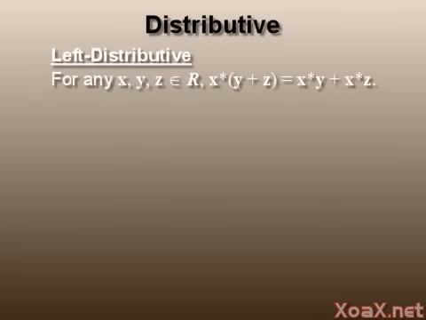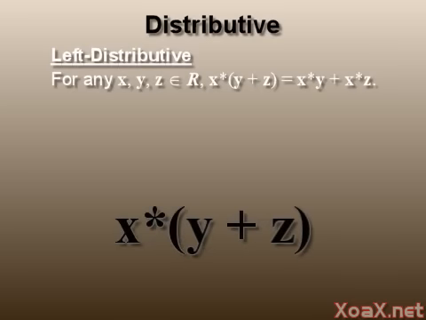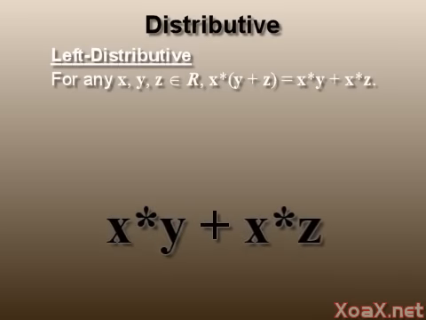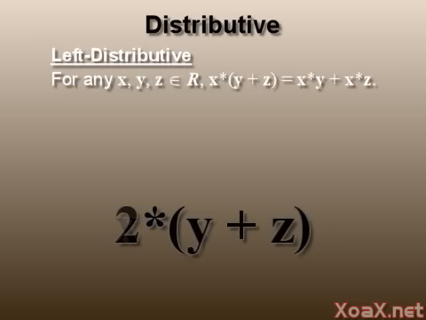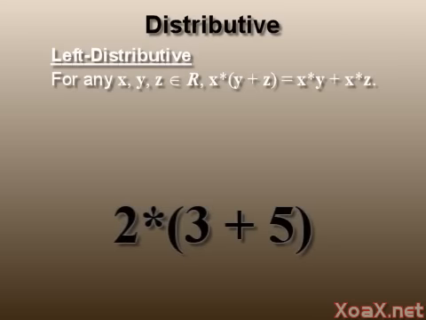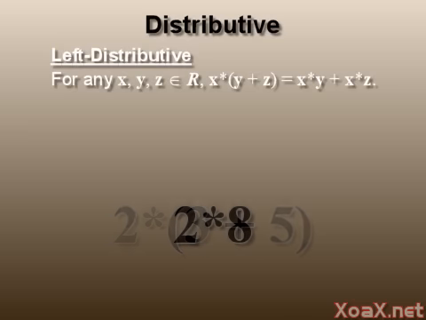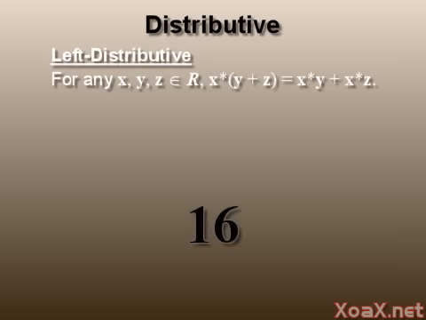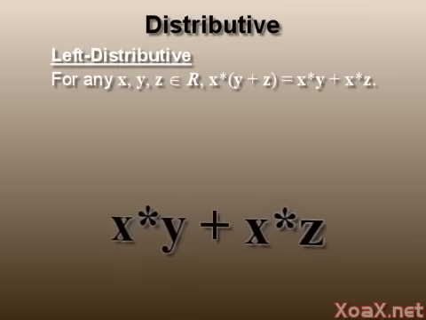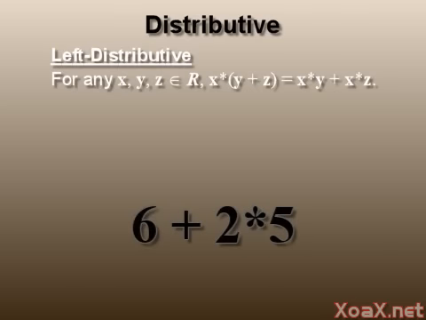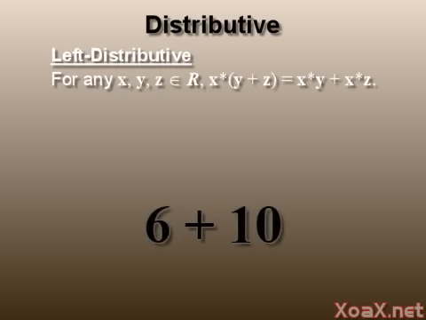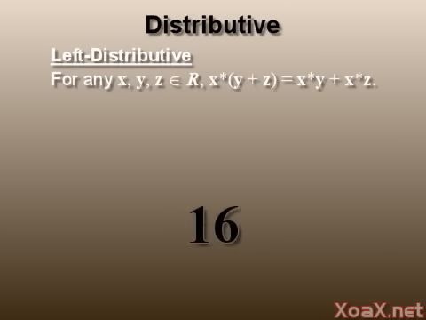Lastly, we have the distributive property, which describes how addition and multiplication combine. The property shown here is the left distributive property, which says that for real numbers x, y, and z, x times the quantity y plus z equals x times y plus x times z. For example, if we take x to be 2, y to be 3, and z to be 5, then for the left side we take 3 plus 5 to get 8, and then multiply by 2 to get 16. For the right side we take 2 times 3 to get 6, and 2 times 5 to get 10, and then add them to get 16 again.